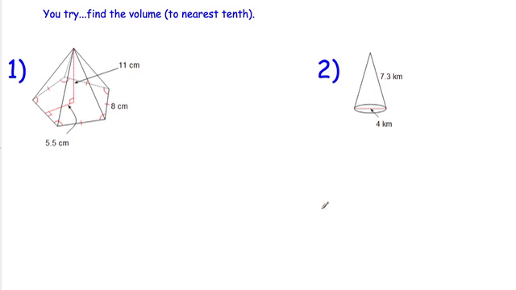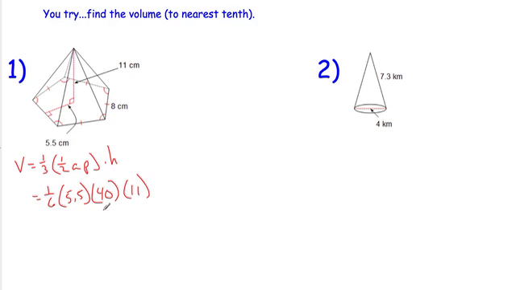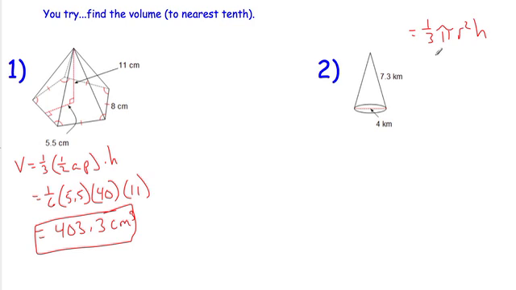So pause the video, try these on your own. Good, welcome back. Let's take a look. First one over here, volume equals 1/3 the area of the base. It's a regular pentagon, so that's 1/2 apothem times the perimeter times the height of the pyramid. So 1/3 times 1/2 is 1/6. The apothem is 5.5. The perimeter is 8 times 5 sides, that's 40. And the height is 11. Alright, multiply all that together and you should get 403.3 centimeters cubed. Nice.